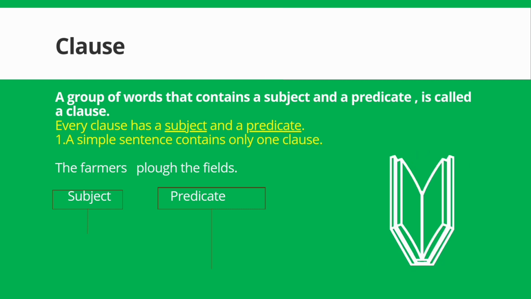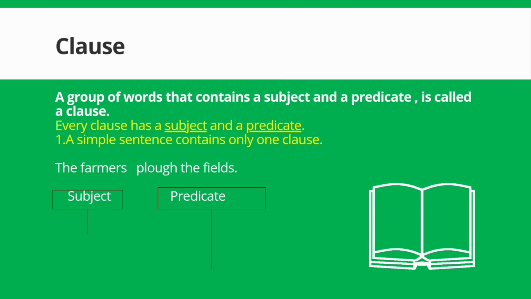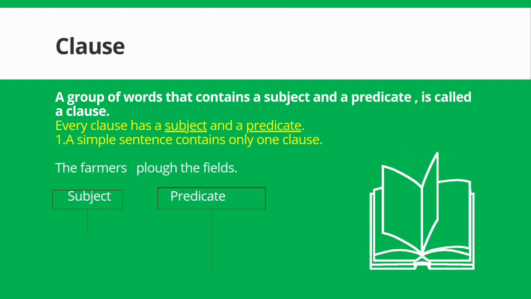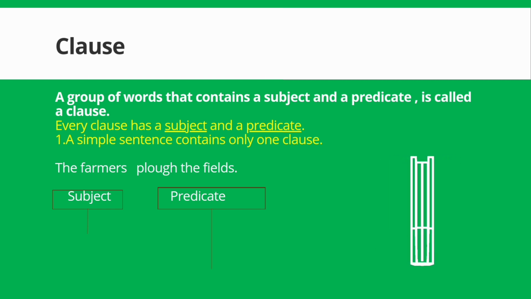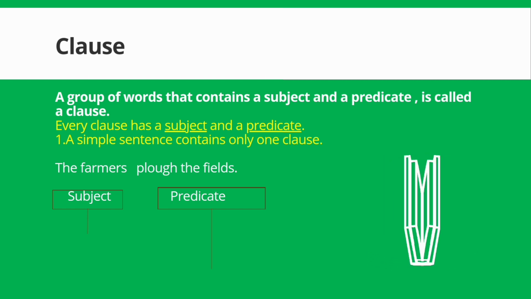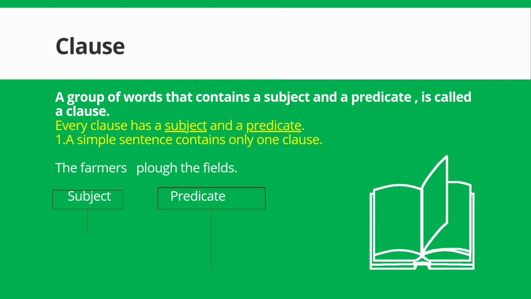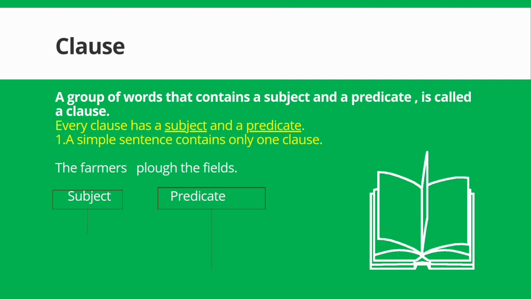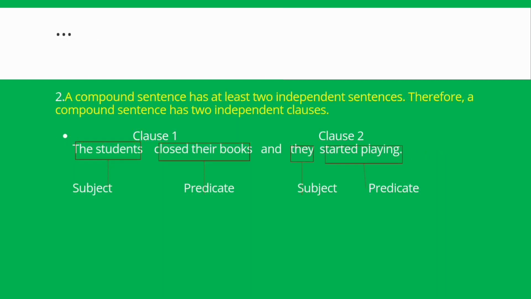A simple sentence contains only one clause. For example, the farmer's subject, plough the fields predicate. Both combine and make a clause. So this is an example of a simple sentence which contains only one clause. And a clause gives complete sense.